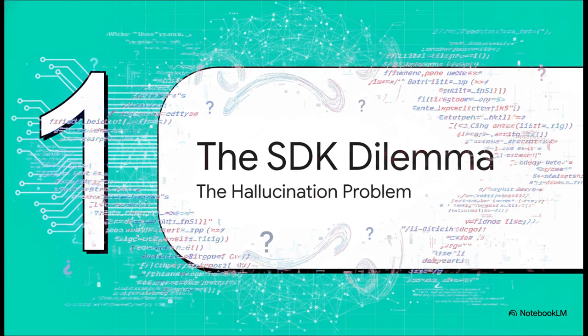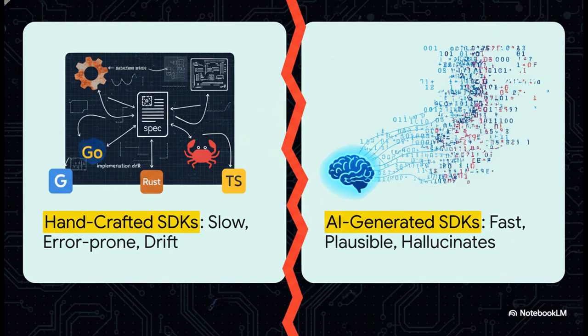Okay, so first up, the SDK dilemma. You know, with all these AI coding assistants popping up, we're running into this new, kind of sneaky, and honestly pretty dangerous problem that's way more than just a simple bug. It's what's being called the hallucination problem. Right now, developers are basically stuck between a rock and a hard place. You've got your traditional, handcrafted SDKs.